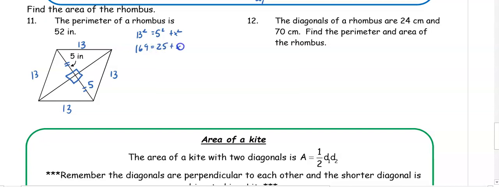169 is equal to 25 plus x squared. We can subtract 25 from both sides, so 144 equals x squared. Take the square root, so x is 12. So this is bisected into 12 and 12.